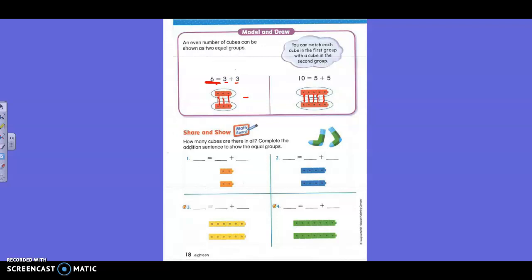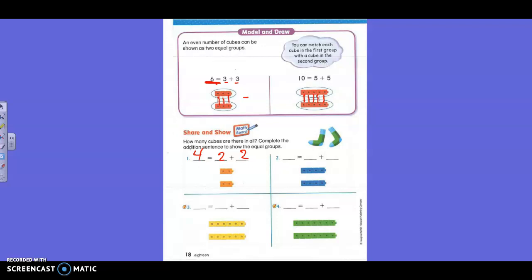Okay? So number 1. Look on your paper. How many cubes are there? Everyone? 4. There are 4 cubes. Now, how many are in each group? How many cubes are on top? 2. How many cubes are on bottom? 2. So this tells you that 2 plus 2 equals 4.